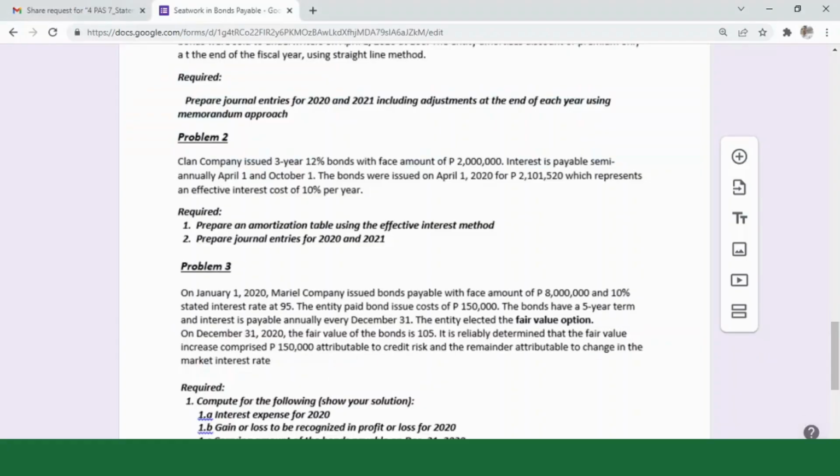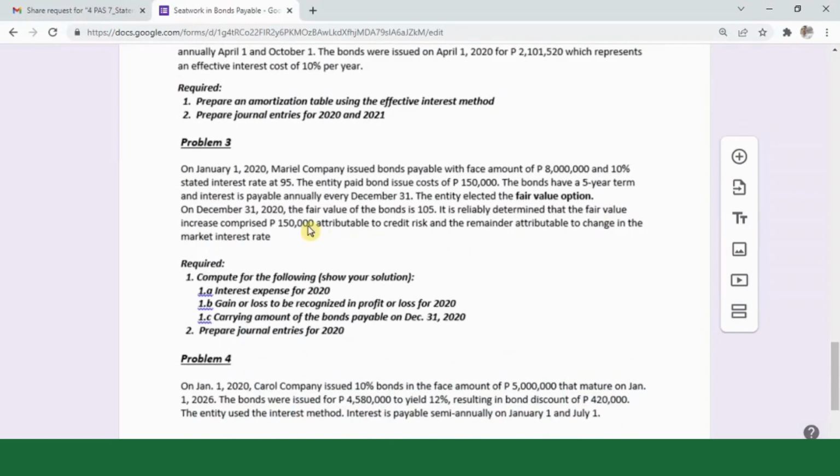So ang problem 3. Okay, so on January 1, 2020, Mariel Company issued bonds payable with face amount of 8 million and 10% stated interest rate at 95. So the entity paid bond issue cost of 150,000. The bonds have a 5-year term and interest is payable annually every December 31. The entity elected the fair value option. Okay, on December 31, the fair value of the bonds is 105. Tapos reliably determined that the fair value increase comprised of 150,000 attributable to credit risk and the remainder attributable to the change in the market interest rate. Compute for the following and then prepare journal entries.